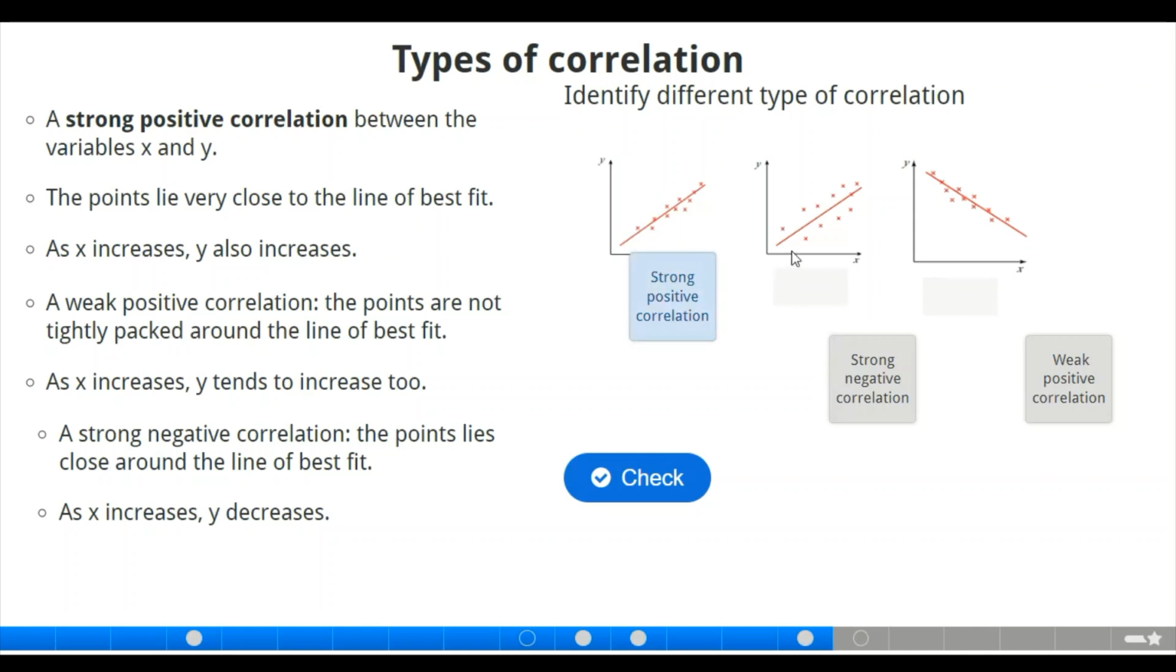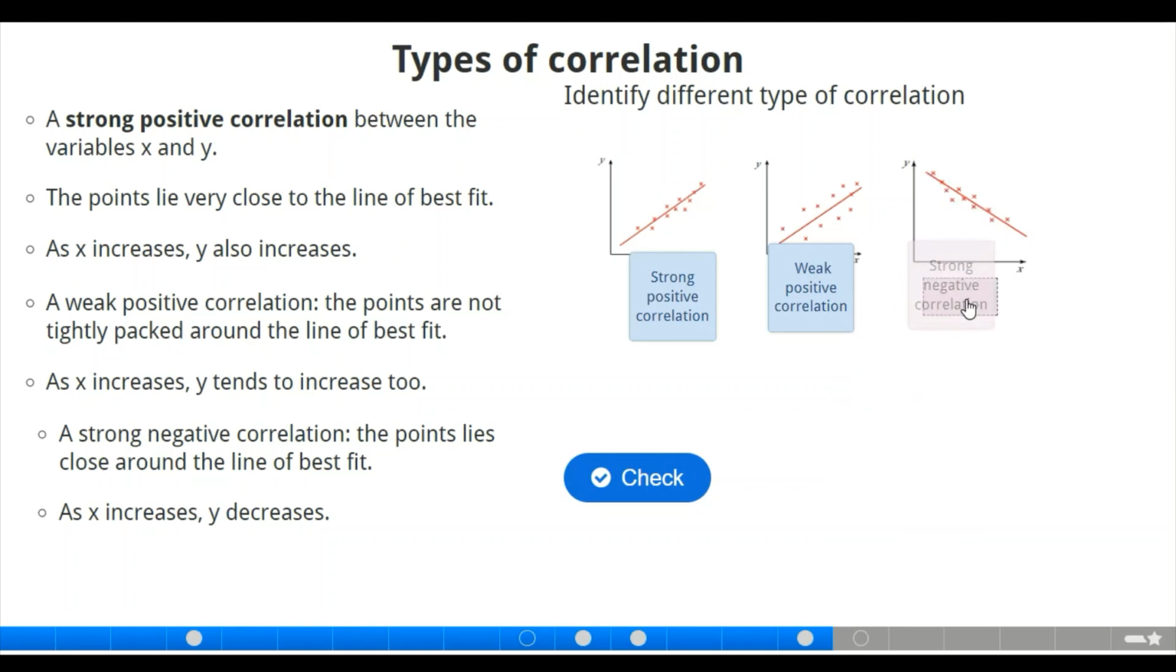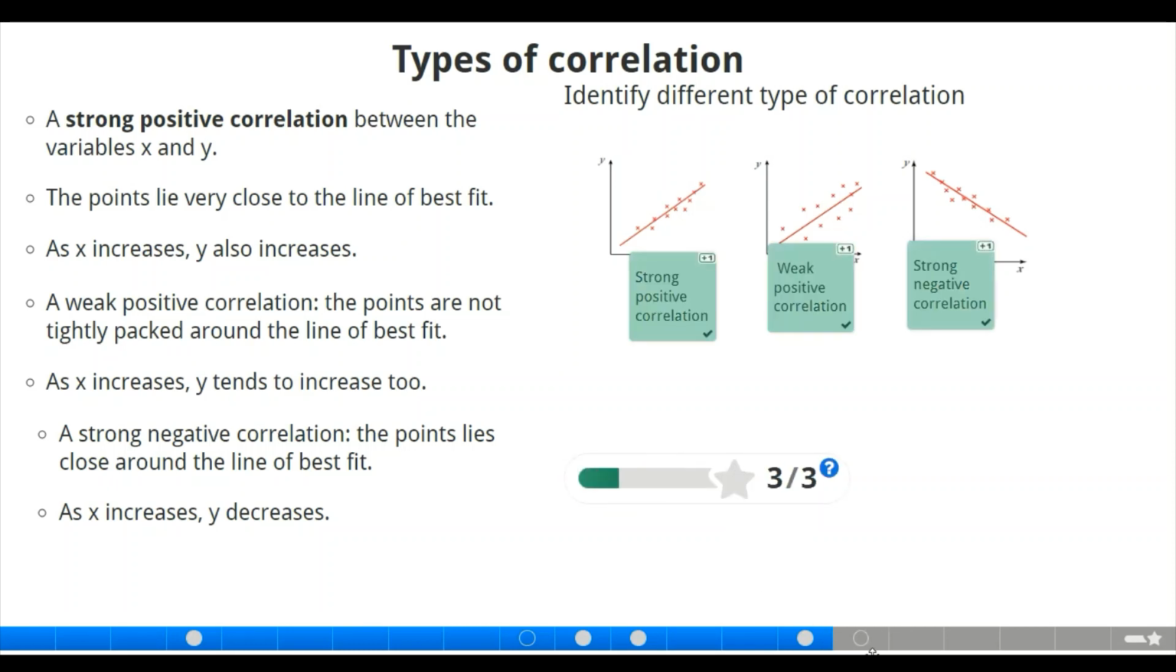Now let's look at the second one. Though as x increases, y increases, there are scattered points around the line. So that should be weak positive correlation. And for the last one, as x is increasing, y is going down. As this one is moving up, y is coming down. So that should be strong negative correlation. Let's check our answers. Yes, we are correct.